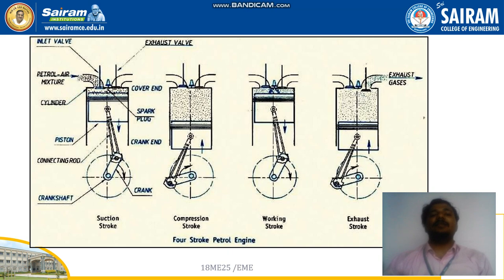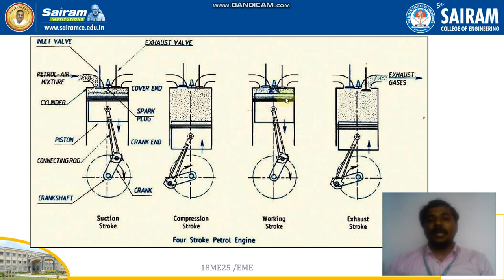That is the reason we call this working stroke a power stroke, because the power starts generating in this particular stroke only. Because of the pressure or forces generated when combustion of fuel takes place, the piston moves downward, and it starts rotating the crankshaft also with its energy.